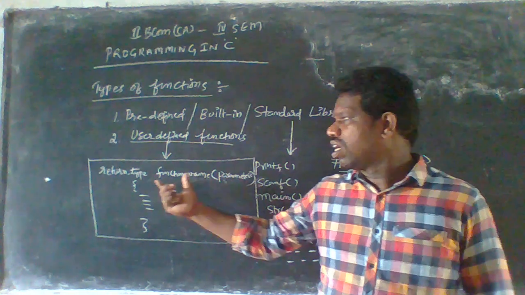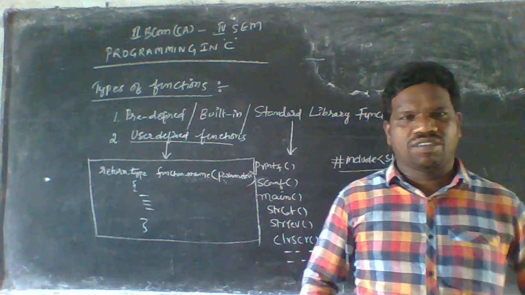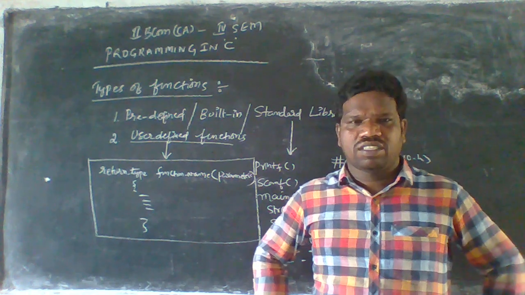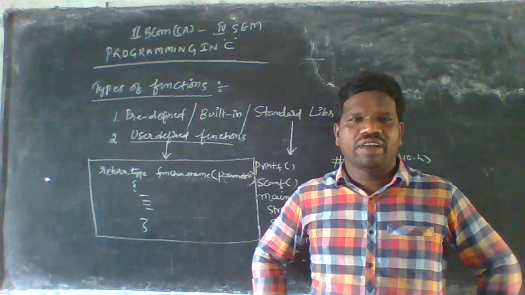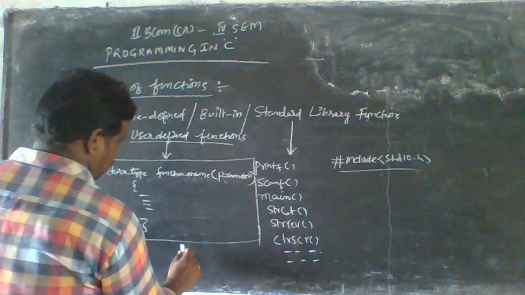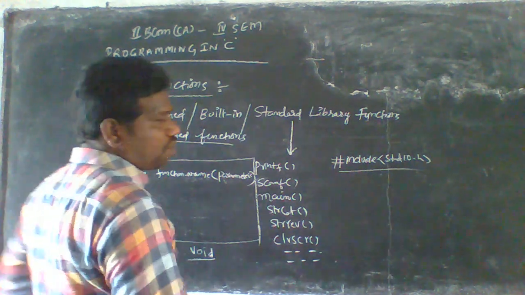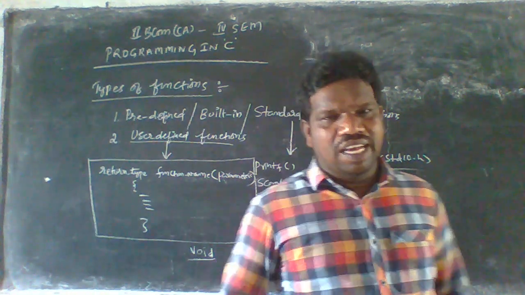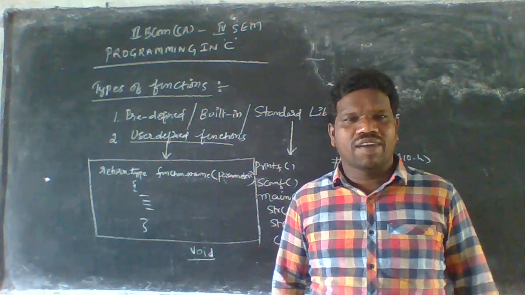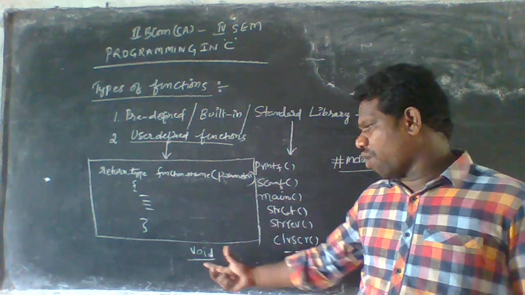For the return type we can use all the data types like integer, float, or char, and we also use an extra return type called void. So void is also one of the return types here. What is the purpose of void? Void is one of the return types. If the function should not return any value, in that situation we have to use the void return type.